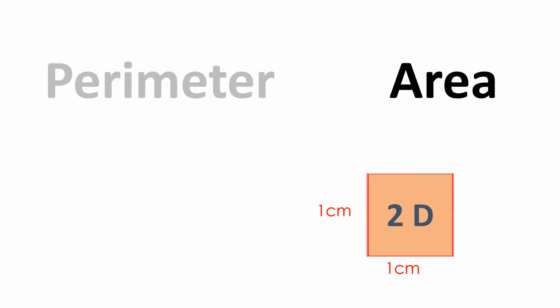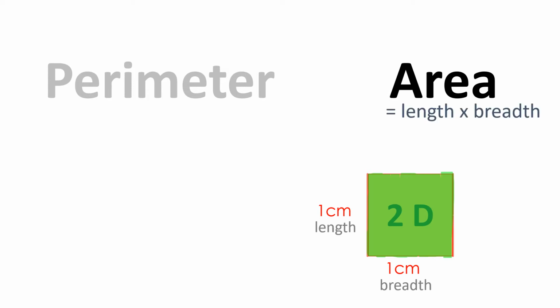And two-dimension objects are measured by the two-dimension quantity called area. Thus, the amount of surface enclosed by a closed figure is called area. So, area is equal to length multiplied by breadth. Now put the value 1 centimeter multiplied by 1 centimeter. And 1 times 1 is just 1. But what about centimeter multiplied by centimeter? Yes, centimeter multiplied by centimeter gives us square centimeter.